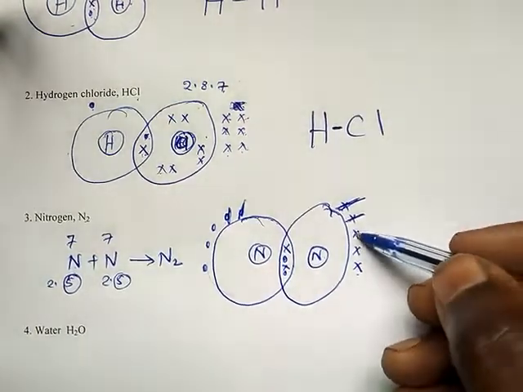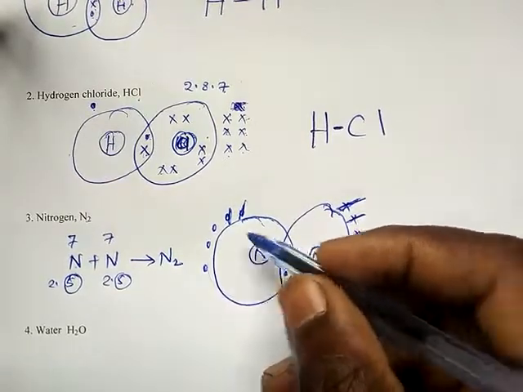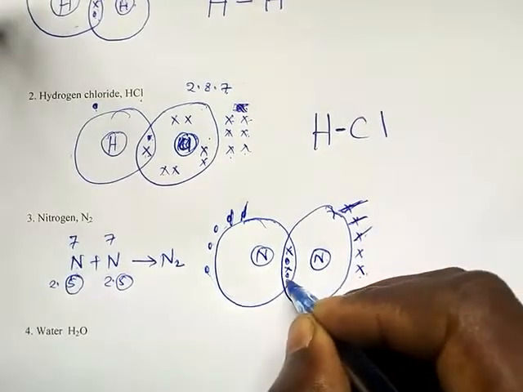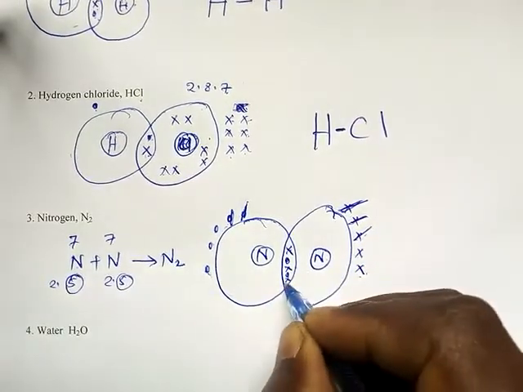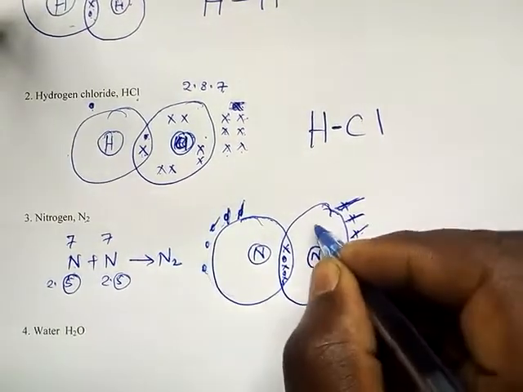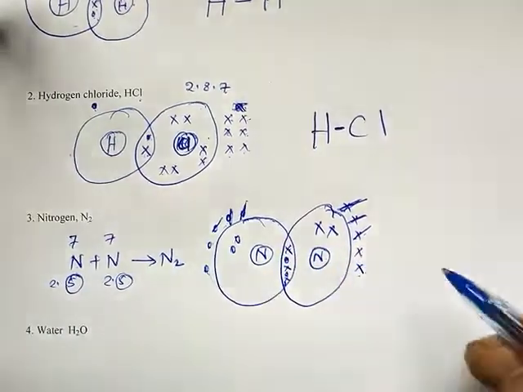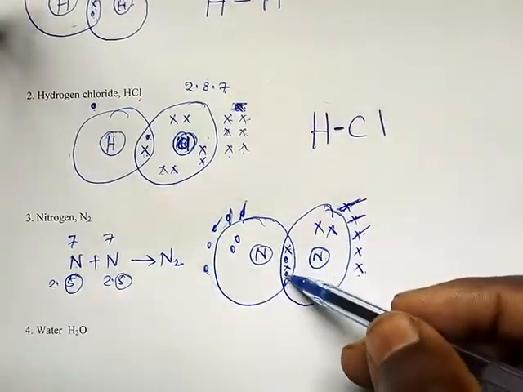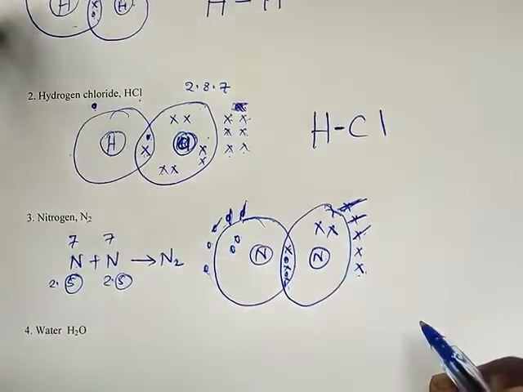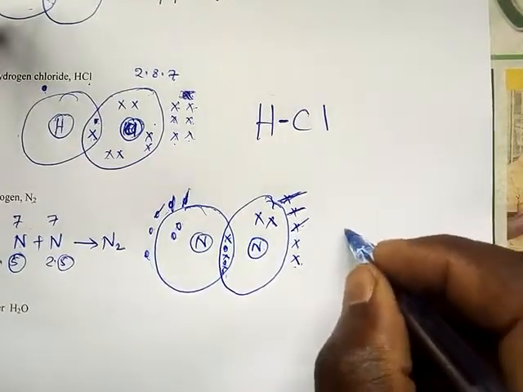You count 1, 2, 3, 4, 5, 6, 7. Not yet stable. So they continue sharing. This one provides another one, and this one provides another one. The remaining electrons, you put them inside. So now we have 1, 2, 3, 4, 5, 6, 7, 8 on each. Let me draw this one here clearly. Nitrogen.